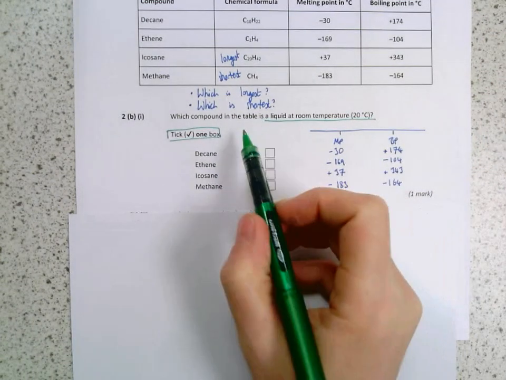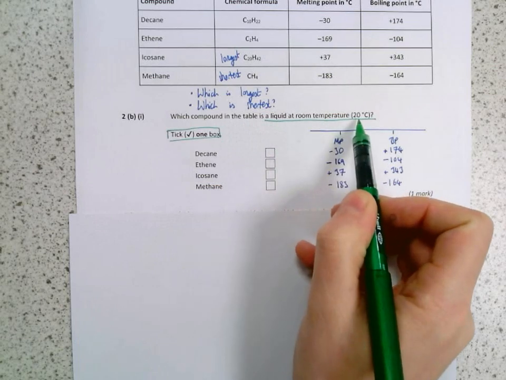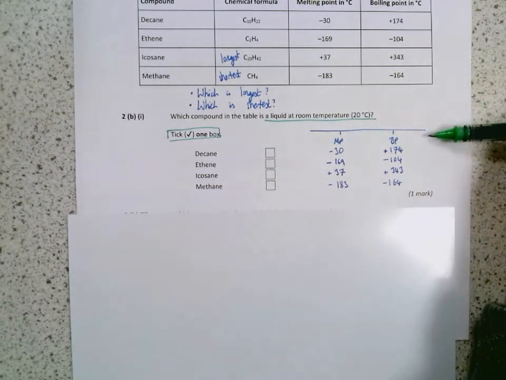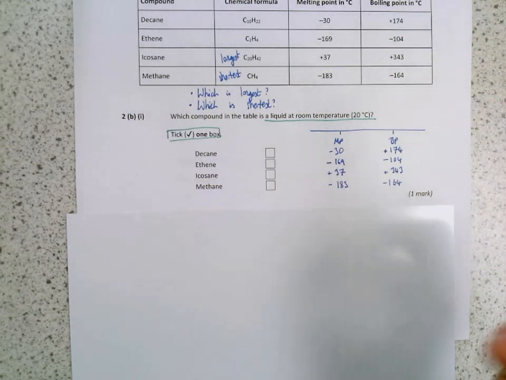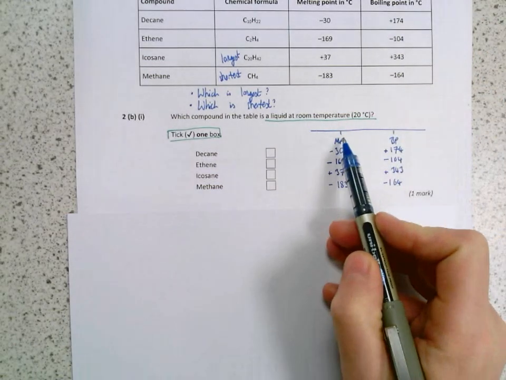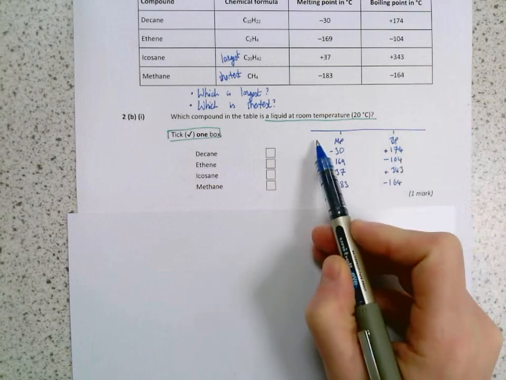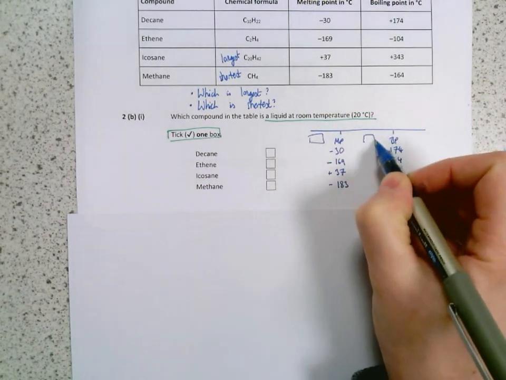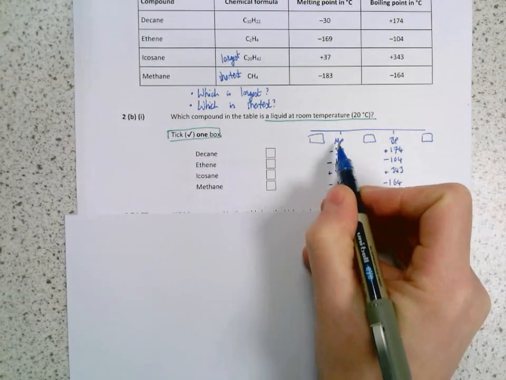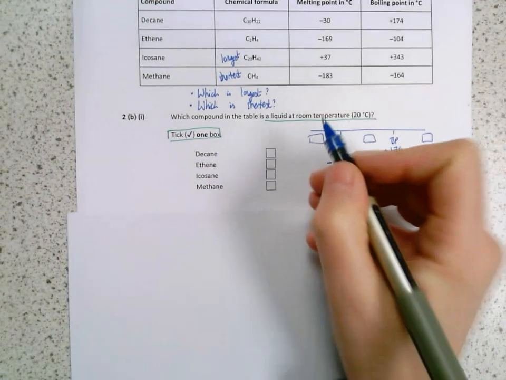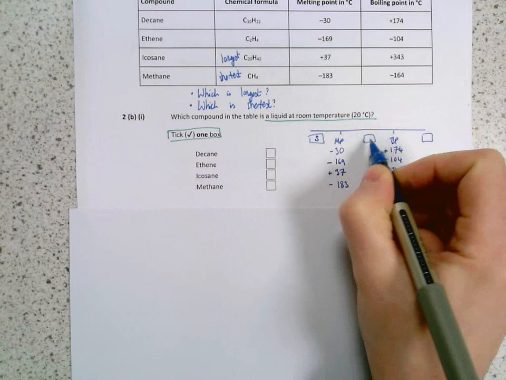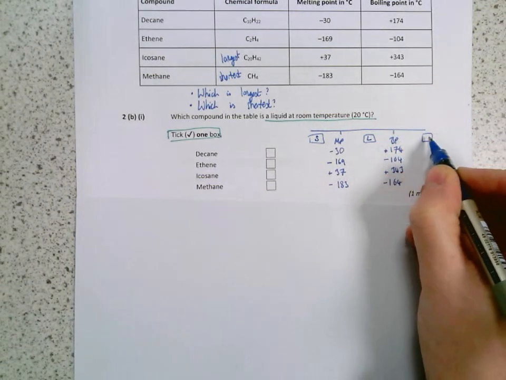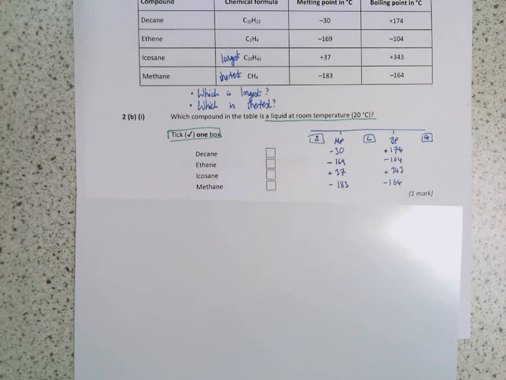Next question, which compound in the table is a liquid at room temperature? And they've told you that's 20 degrees. Very useful. This is how we figure out what states of matter different substances will be at different temperatures. We've been given the melting point and boiling point. They act on a scale like this. Draw the melting point, draw the boiling point, and you're left with your 3 states of matter. Below the melting point, if it's colder than the melting point, then the substance will be a solid. If the temperature is somewhere between the melting point and the boiling point, the substance will be a liquid. And if the temperature is above the boiling point, the substance will be a gas.